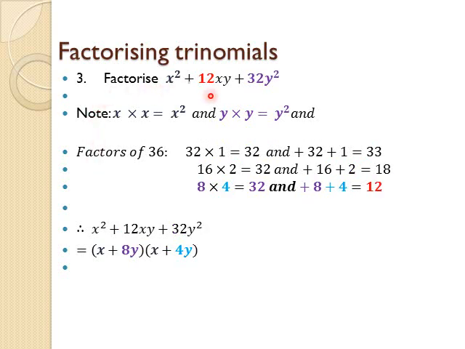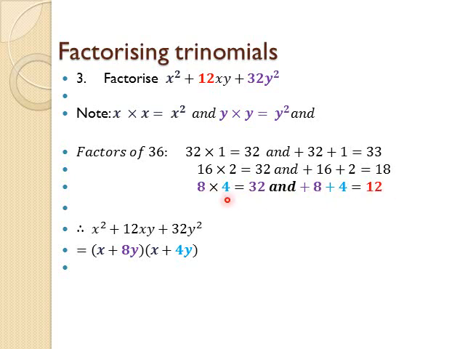Alright, factorize x squared plus 12xy plus 32y squared. So again, x squared here, I'm doing the first easy examples where it's just 1 here. It would be x times x, which gives me x squared. Y squared should be y times y, which gives me y squared. So start with factors of 32, I need to get to 12. 32 times 1, 32, plus 32 plus 1, 33. If I say 16 times 2, it gives me 32, but 16 plus 2 gives me 18, not 12. Then I have 8 times 4, which gives me 32, and plus 8 plus 4 gives me 12.